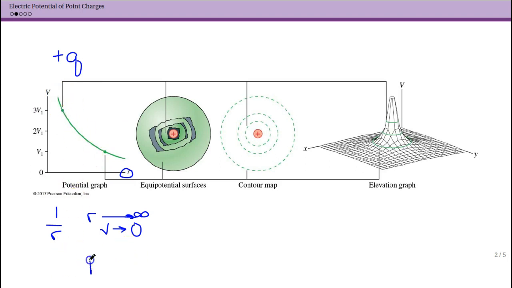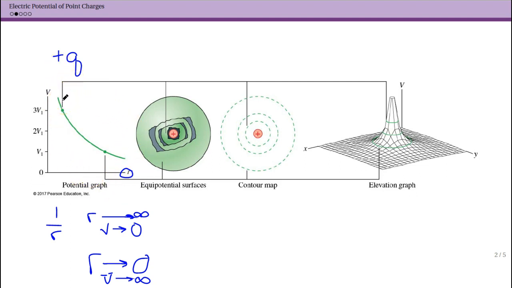Note that as r goes to 0, that means our potential is going to actually go to infinity. So that's just the behavior you're going to get for a 1 over r sort of curve. So that's what the shape looks like, and this is important to understand. It's not constant, and it's certainly not a straight line.